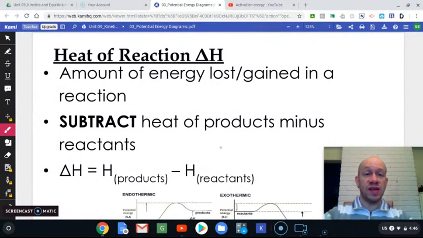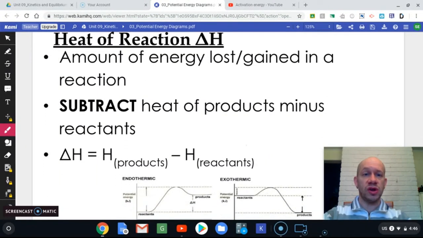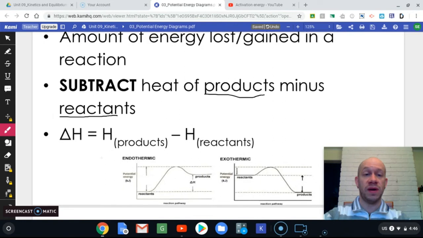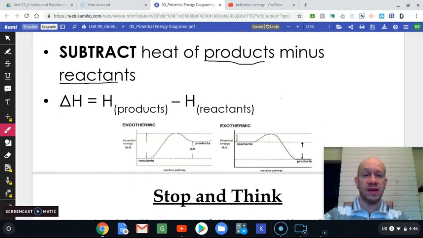The delta H, the heat of the reaction, is the amount of energy lost or gained in a reaction. So you're always going to subtract the products minus the reactants. To calculate the delta H, it's the energy of the products minus the energy of the reactants. The energy of the reactants is the distance from the bottom up to the top, and the energy of the products is the distance from the bottom to the top.